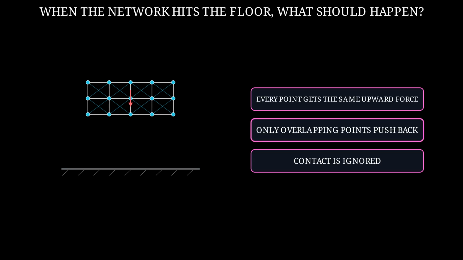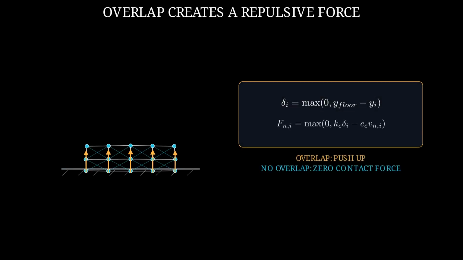I choose the overlapping points. The floor should push on the masses that actually press into it, while the other masses continue to move through the springs. A soft contact model allows a small overlap, called delta, as a stand-in for material deformation. For point mass i, delta is the positive part of the floor position minus the point's position. The upward contact force combines a stiffness term, which pushes out of the overlap, with a damping term, which resists closing motion. The maximum with zero prevents this contact law from pulling on a separated point.